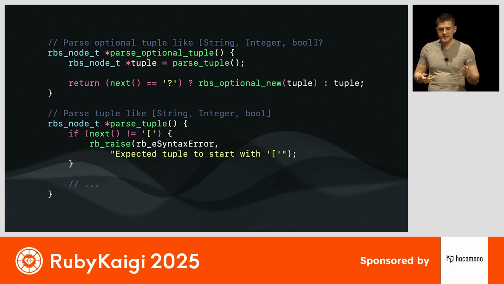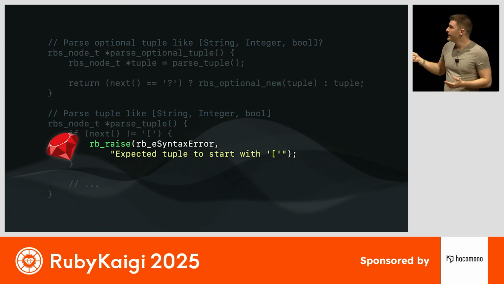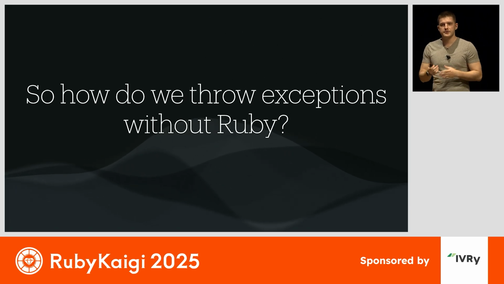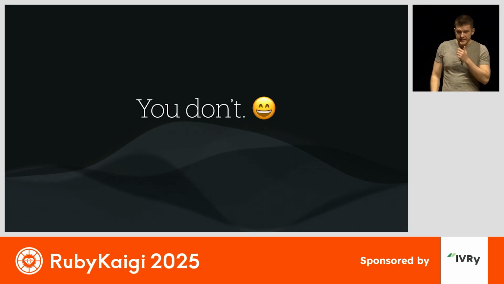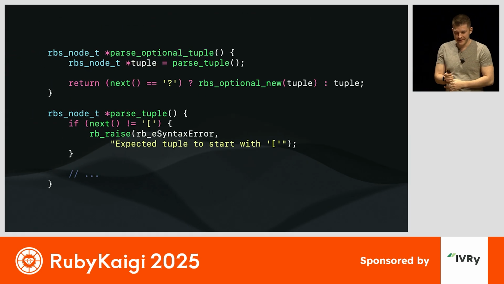If we don't, then this isn't a tuple, and there's just some kind of syntactic error. And so this RBRaise over here that we do that raises syntax error, well, that's a Ruby feature, and we won't be able to use that. So how do we throw exceptions without Ruby? That's the cool part. You don't. We're just going to need to figure out something completely different here.